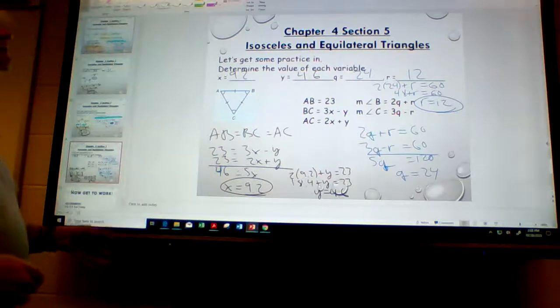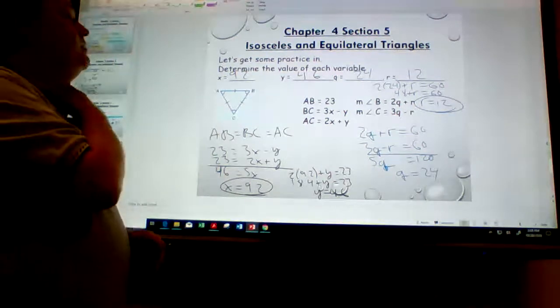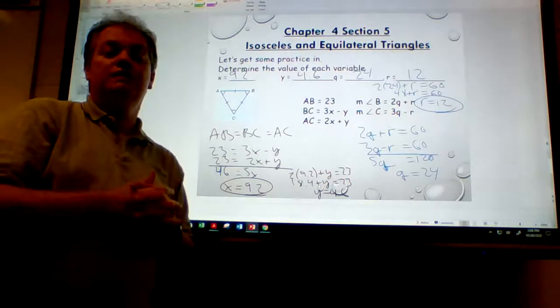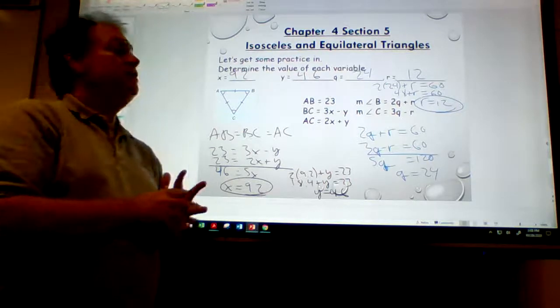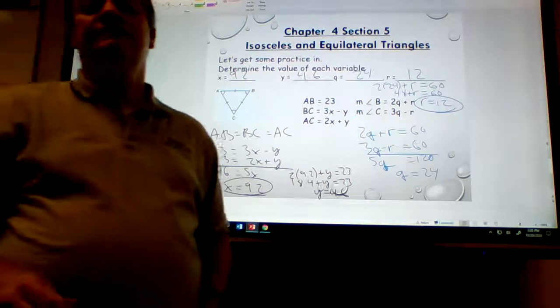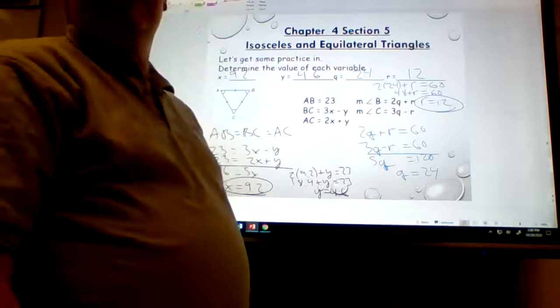And the big thing to remember is all three sides of an equilateral triangle are equal. All three angles are equal. And all three angles will equal 60 degrees since they're all the same. Okay, that was section 4.5.